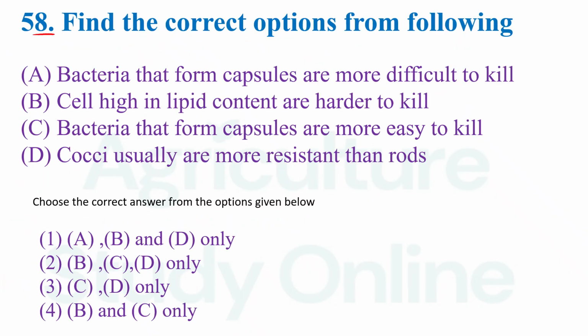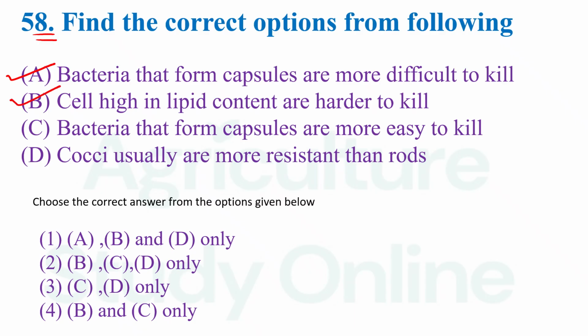Question number 58. Find the correct option from following. First option, that is bacteria that form capsules are more difficult to kill. Yes, this is true because capsules will protect the bacteria from desiccation, from disinfectants, from host defenses. Next one, that is cells high in lipid content are harder to kill. This is also true.